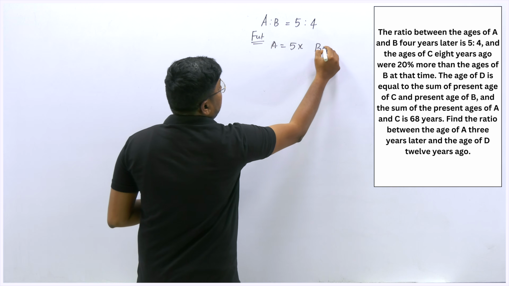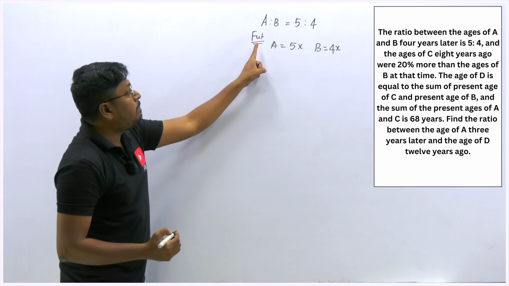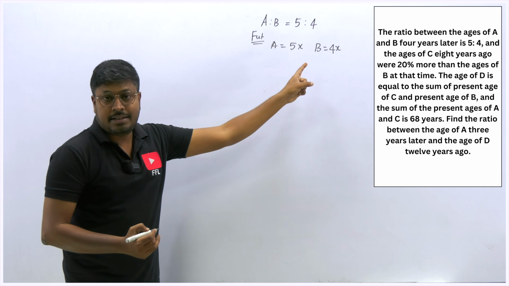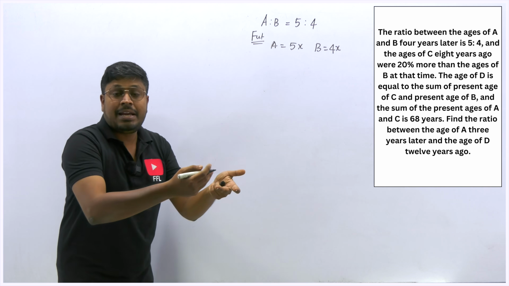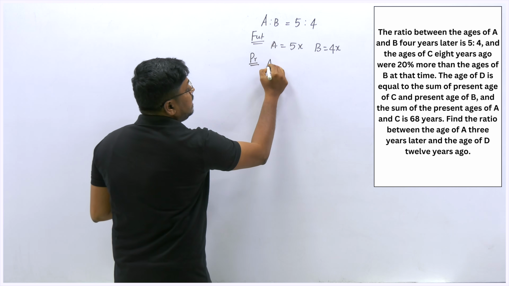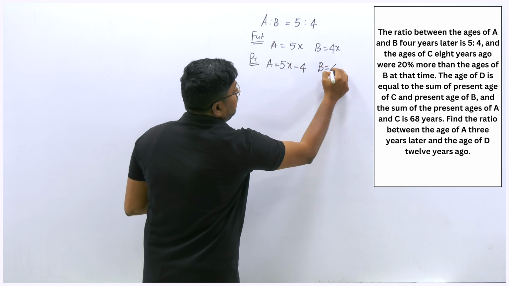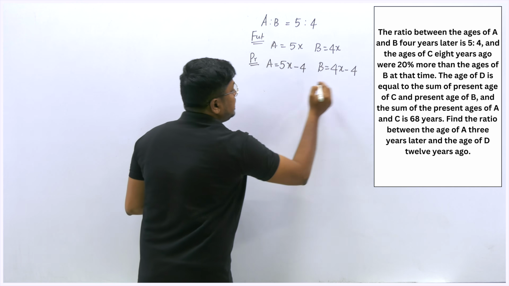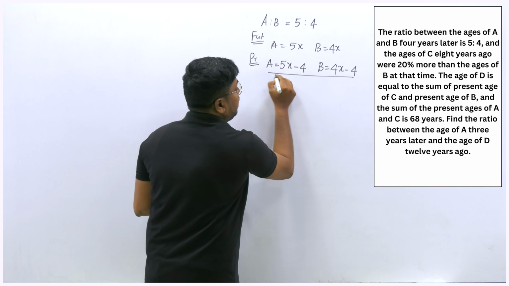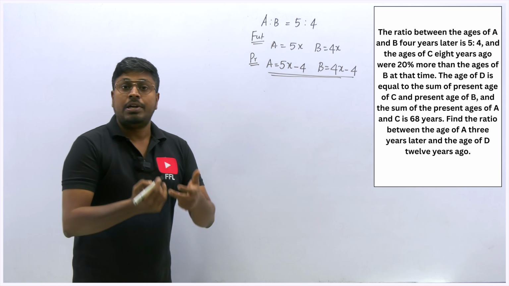B is equal to 4x. So now what we can do here is bring the 4 years later, that means the future age was given, we can bring it to the present. So the present age of both the person A and B is A equals 5x minus 4, B equals 4x minus 4. So friends, understood? So this is the first step of the question. Initially, what I did is I brought the two ages to the present.